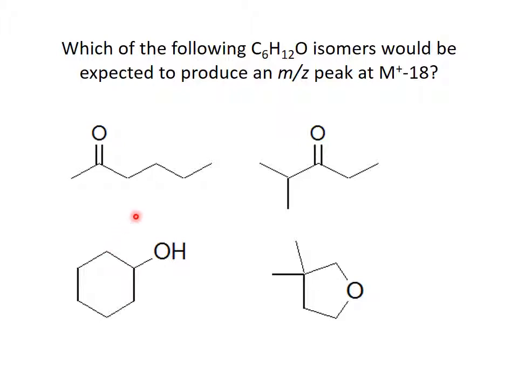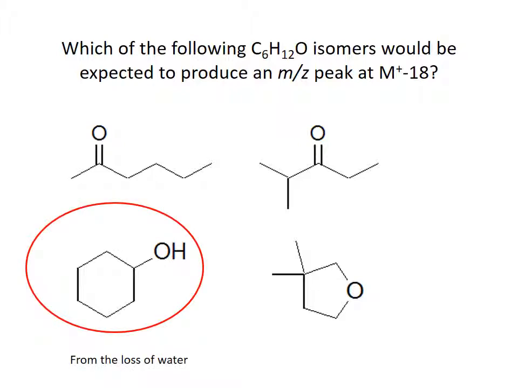Alcohols can pluck a hydrogen off a nearby atom and form a water molecule and an alkene carbocation. So with alcohols, sometimes you'll see a fragment which is made by the loss of water. So this is the one that we would see from the loss of mass of water.